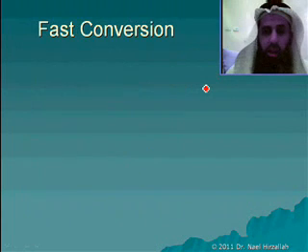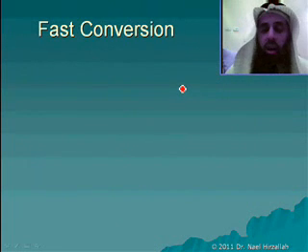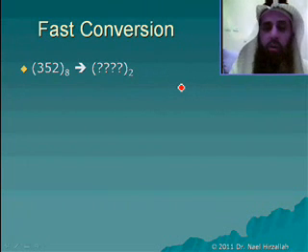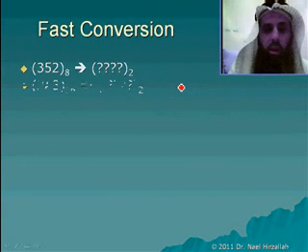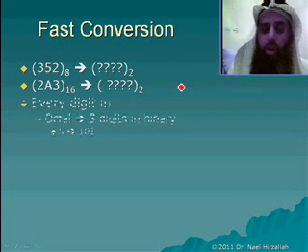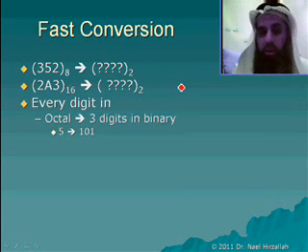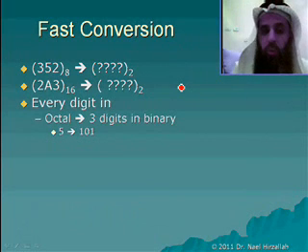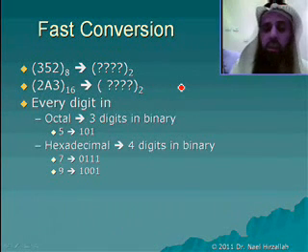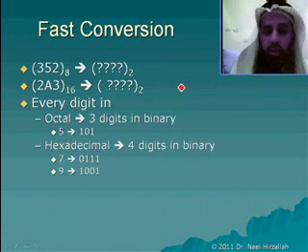Now, do we have a fast conversion, or should we always multiply and divide? Yes, we do have a fast conversion. If we want to convert octal to binary or hexadecimal to binary, then we have a very nice and fast conversion. Each octal digit can be represented by 3 digits in binary. So for instance, 5 means 101. However, for the hexadecimal, each digit in hexadecimal can be represented by 4 digits in binary. So for instance, 7 means 0111, and 9 means 1001.